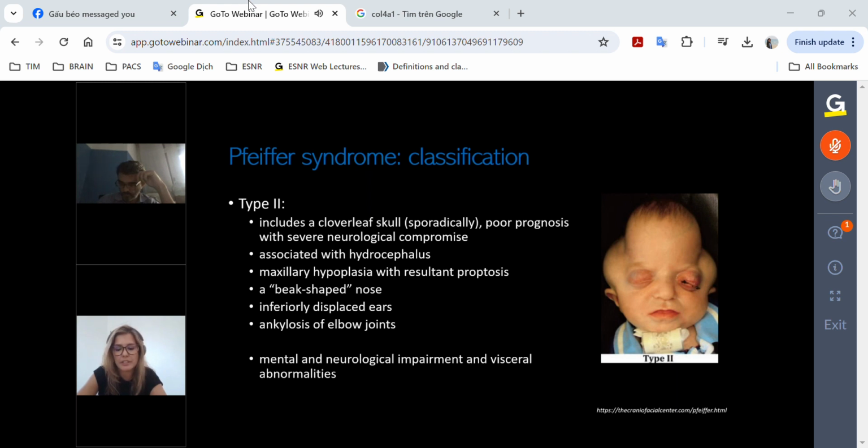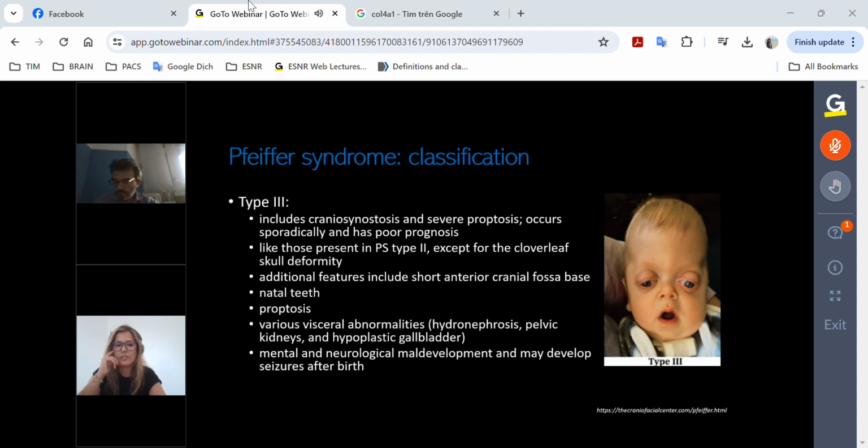Neurologically speaking, they are limited in the development, and they also present with visceral abnormalities. And the type 3 Pfeiffer syndrome also has craniosynostosis and also a severe proptosis. It's sporadic and it has poor prognosis. They present with the same symptoms as the type 2, but they don't have the clover leaf skull deformity. So they also have a short anterior cranial fossa base, and they have proptosis, of course, and different visceral abnormalities. Neurologically, they are also limited in their development, and they can also have seizures after birth.